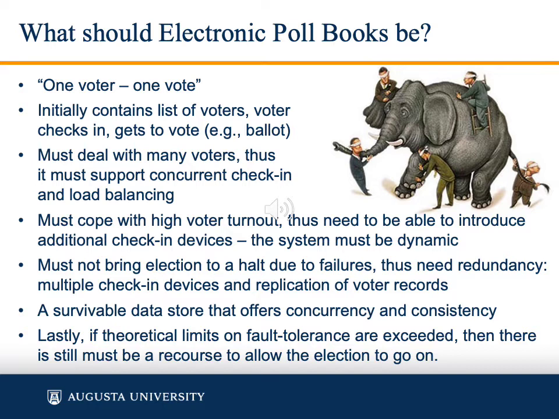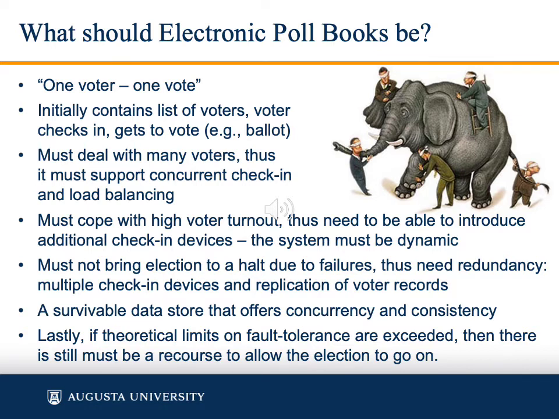Well, first of all, it must have an absolute one voter, one vote guarantee. The system initially contains a list of voters. As the voters check in, they are able to vote, for example, given a ballot. The system must be able to deal with high voter turnout, and so it must support concurrent check-in and also implement load balancing between the devices. Thus, the system really needs to be dynamic.